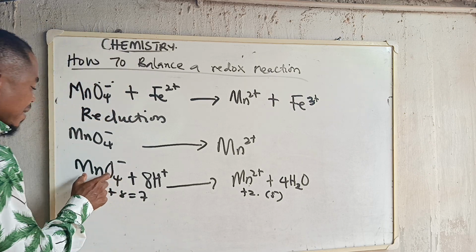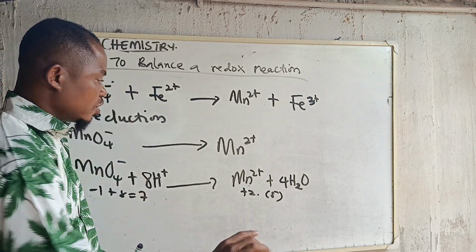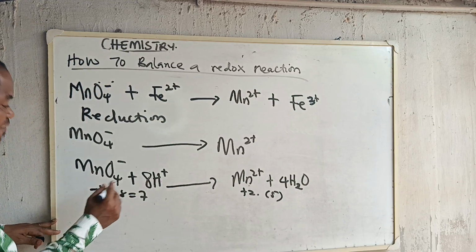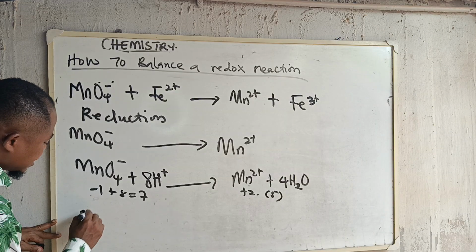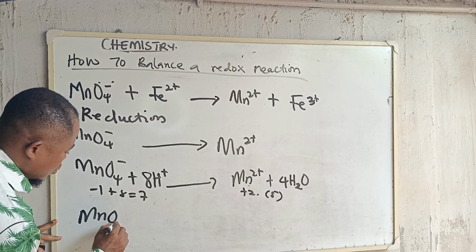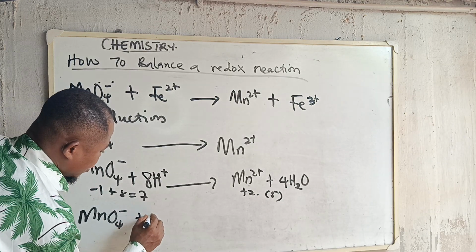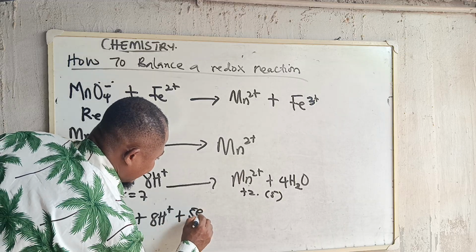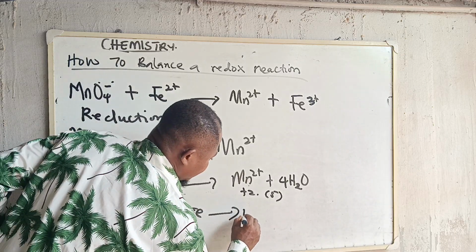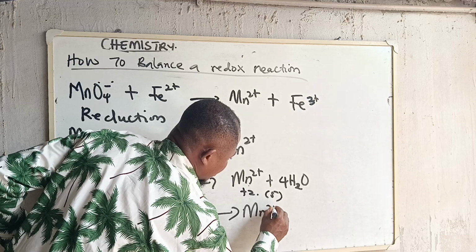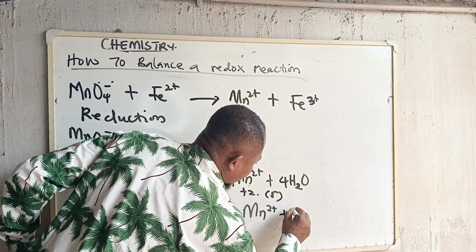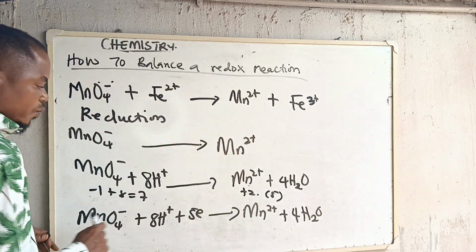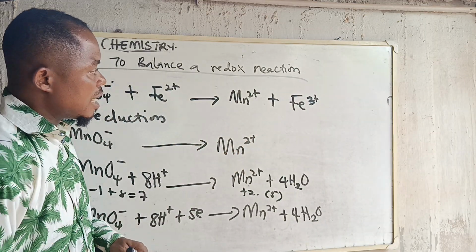That means manganese accepted what? 5 electrons to be reduced to what? Manganese 2 plus. So we are going to add 5 electrons on this side. So that will give us MnO4 minus plus 8H plus plus 5e to form Mn2 plus plus 4H2O. So now we are finished with the reduction half equation.